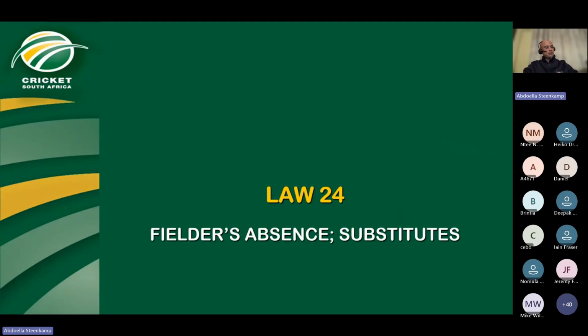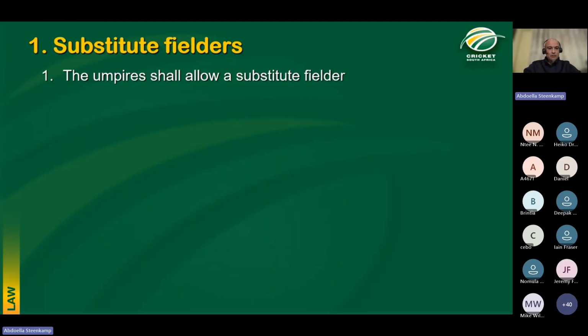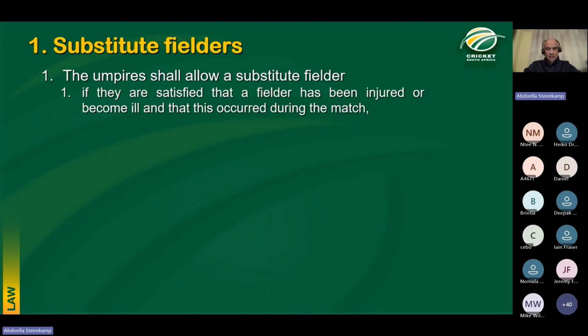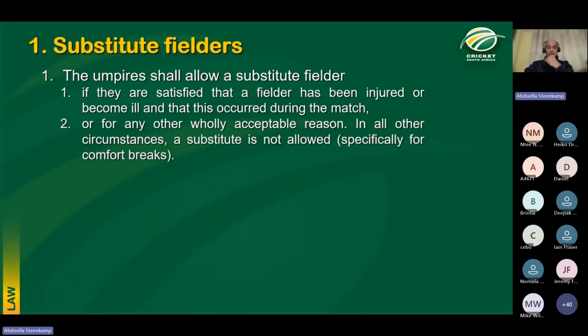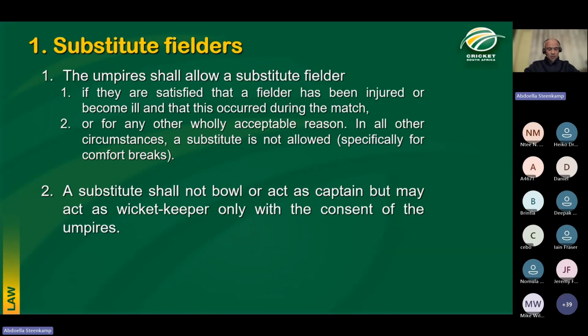When it comes to fielders' absence and substitute fielders, the umpire can allow a substitute fielder if the umpire is happy that the fielder became injured or ill and that this injury or illness happened during the match. For wholly acceptable reasons, an umpire can also allow a substitute fielder. If you do allow a substitute fielder, that substitute is not allowed to bowl, not allowed to bat, and cannot be captain, but can be wicketkeeper, though that needs the consent of the umpires.